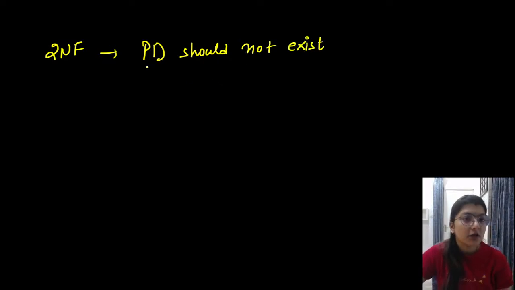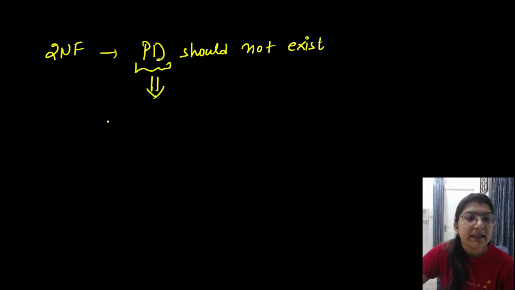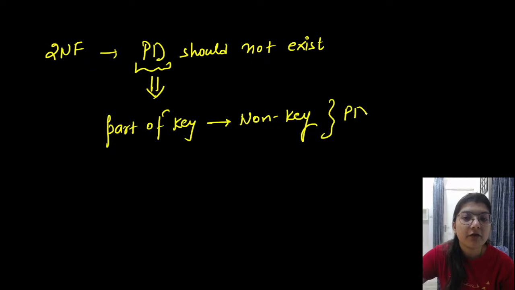The property of 2NF is that partial dependency should not exist. This is what 2NF is. Now how do we know whether we have a partial dependency or not? Partial dependency is basically when part of a key is determining a non-key attribute. This is the definition of partial dependency.